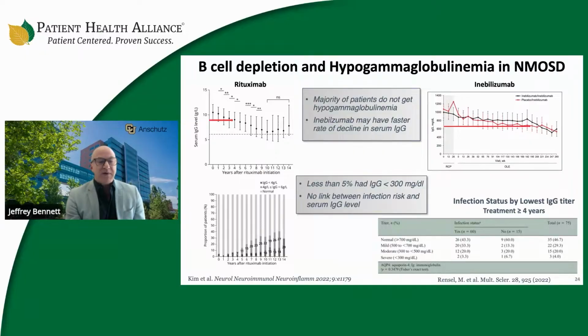And more importantly, when we look at the relationship between immunoglobulin levels and infection, there is no direct link. And even with patients with severe hypogammaglobulinemia, there wasn't necessarily an increased risk of severe infections.